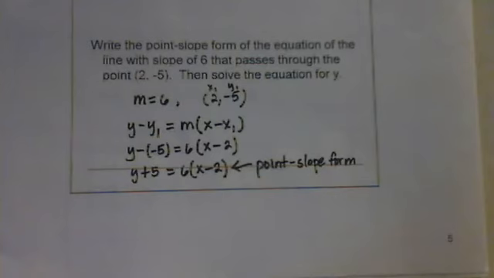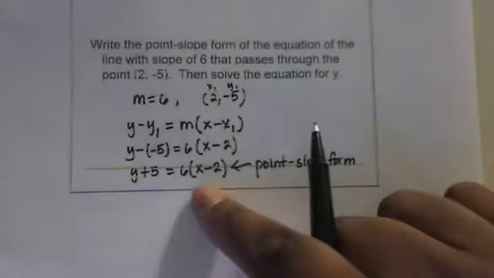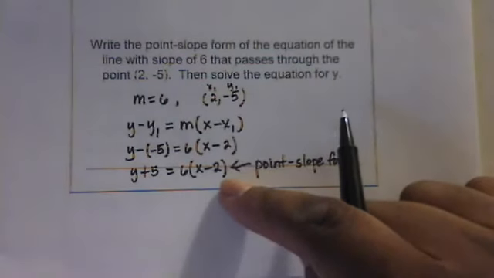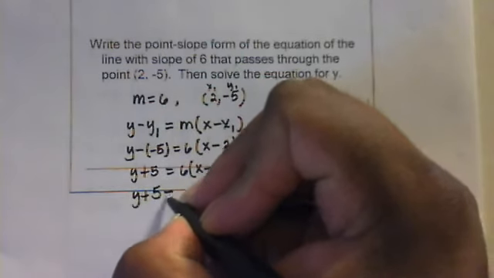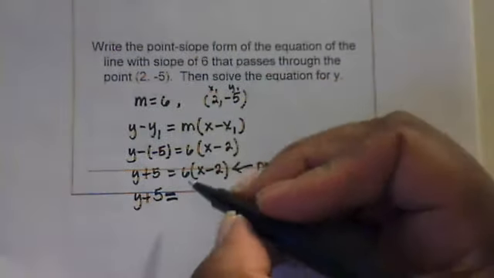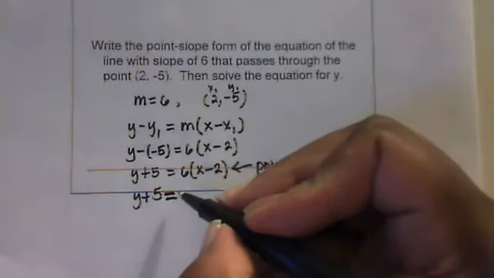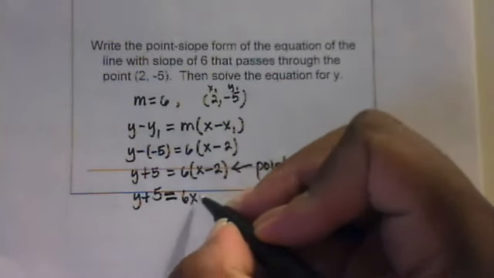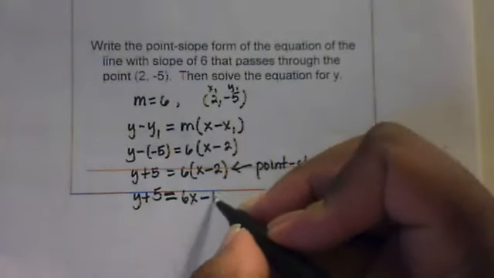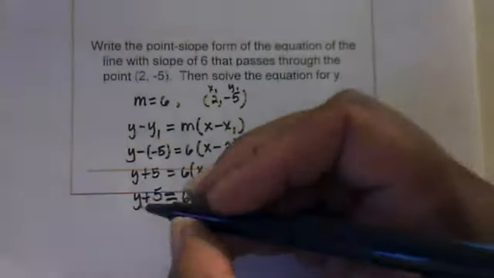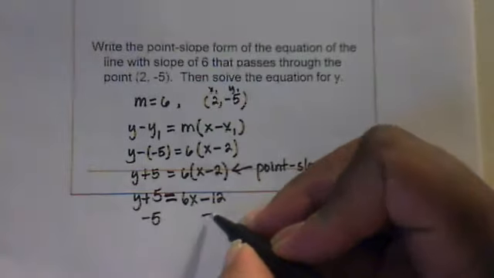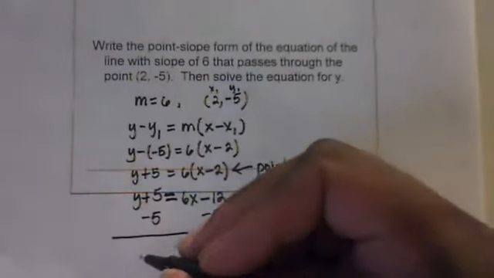Now, we want to solve the equation for y. What we'll do here is take this and just simplify it. Okay, so let's bring down y plus 5, and that's equal to, the right side will use the distributive property. 6 times x, that's 6x, minus 6 times 2 is 12. So we got y plus 5 is equal to 6x minus 12. And then when we subtract 5 on both sides, you're going to get this equation.